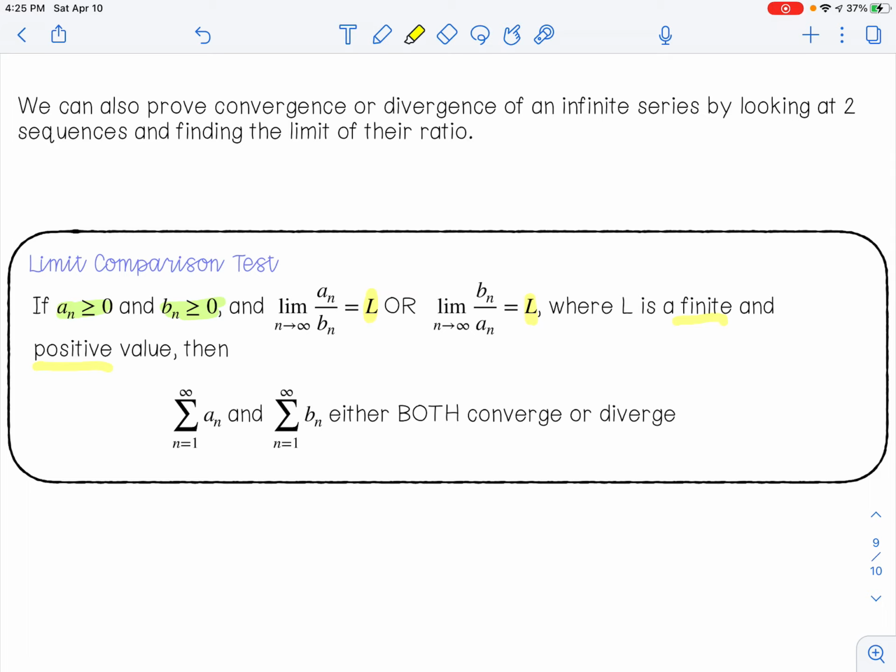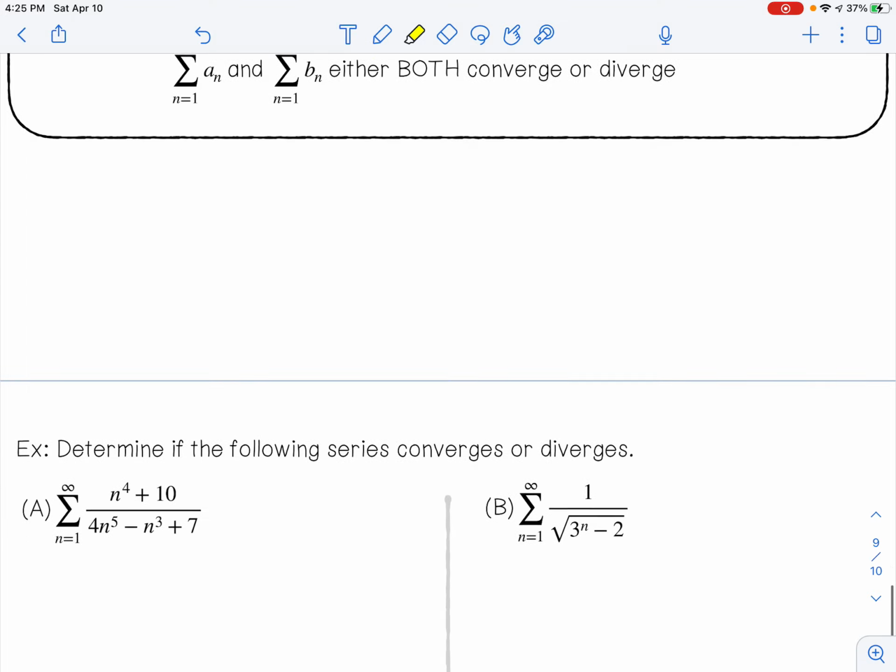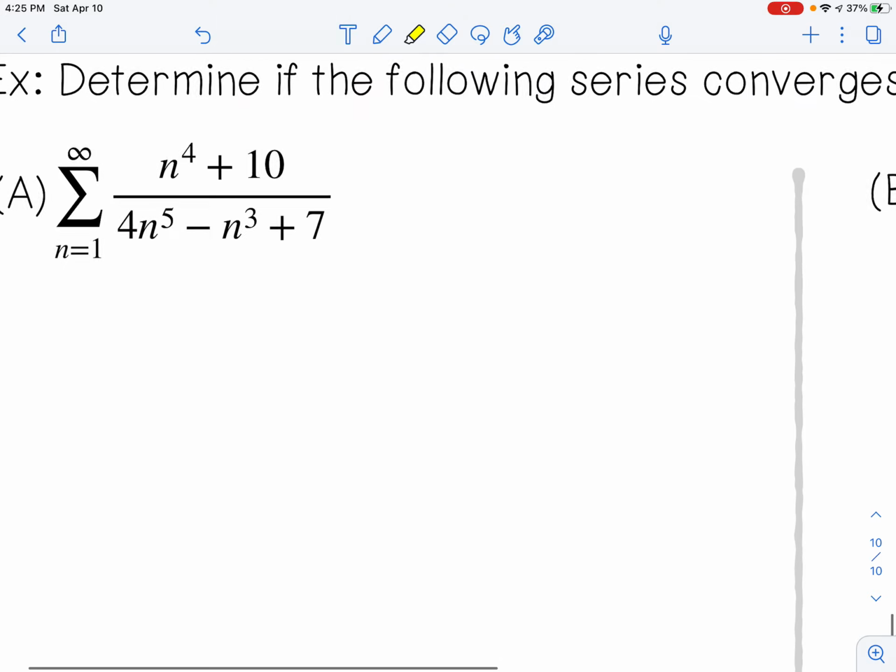So again, this is going to be a scenario where you have a series that you don't know about. You're going to pick a similar series that you do know about, whether it converges or diverges. So again, a very simple series to look at and prove convergence about. And then if you can show that the limit of the ratio equals a number, then they either both converge or diverge. They do the same thing. So we're going to look at two quick examples of this.